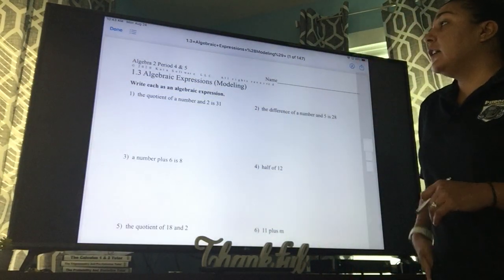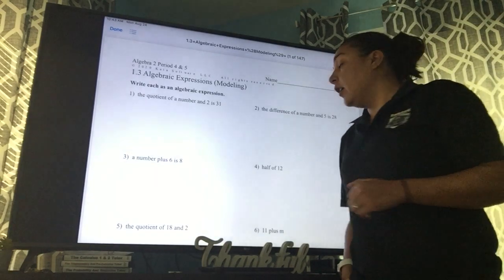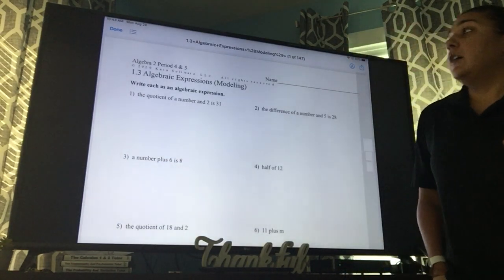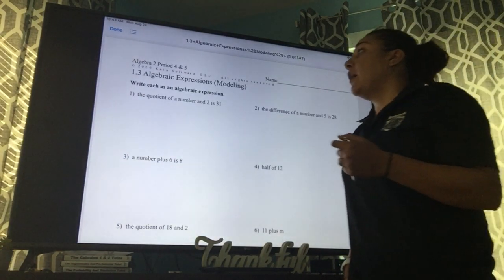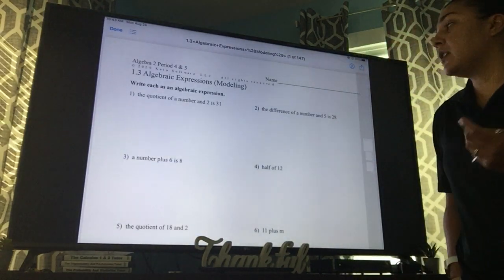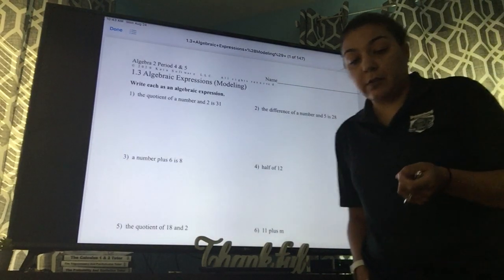So if you get on there, it's assignment 9. Today we're going to start chapter 1, section 3. It's about algebraic expressions, and today we're just going to focus on modeling those.